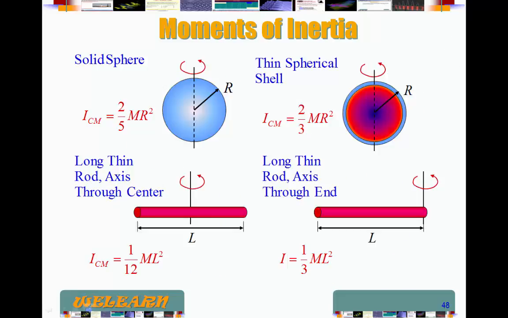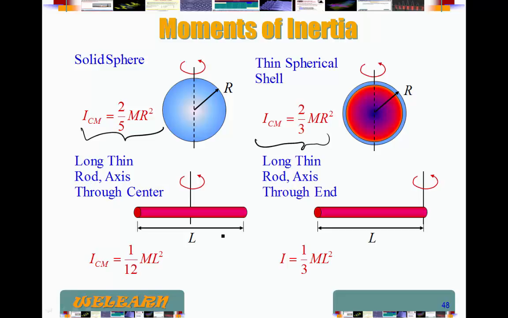Now, what about a solid sphere, like a bowling ball? That's 2/5 of mr squared. Of course, if it is like a basketball where all the mass is distributed around the outside, that's the key point to remember. When the mass is further away from the axis, then we get a higher moment of inertia. Like here is 2/3 of mr squared as opposed to 2/5. 2/3 is larger than 2/5, of course.